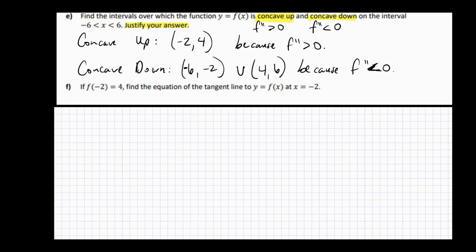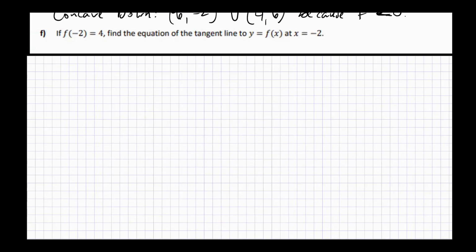Okay. All right, last part. Find the equation of the tangent line. So they give us a little bit of information. They say f of -2 equals 4. What does that mean? What does f of -2 equals 4 mean here? We've seen that before many, many times.